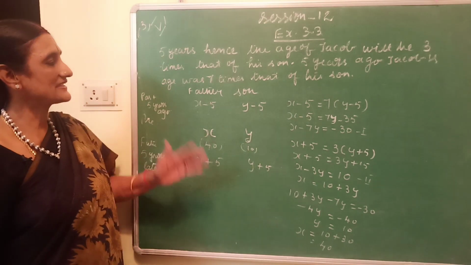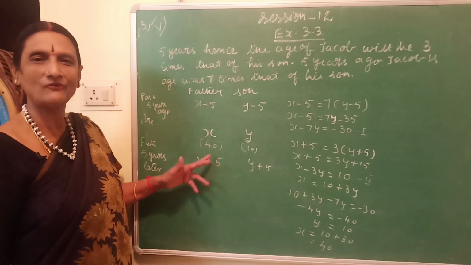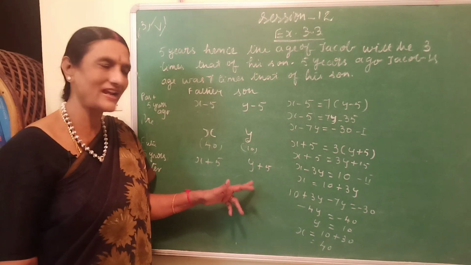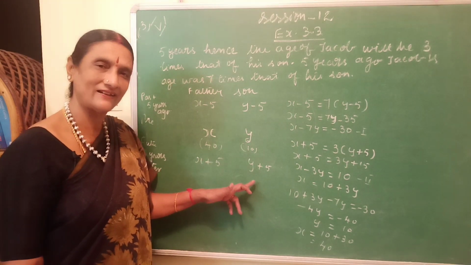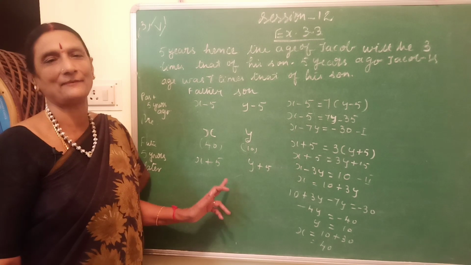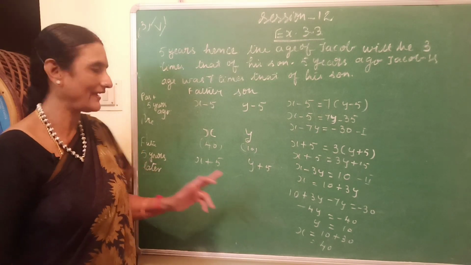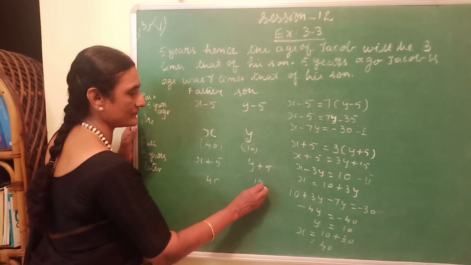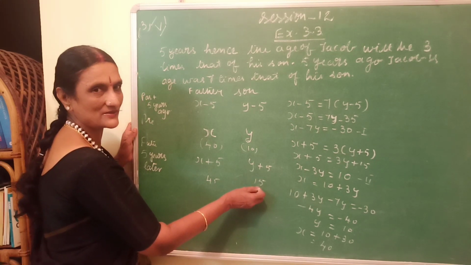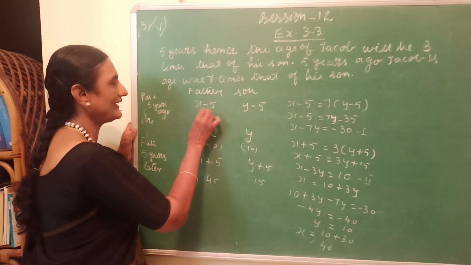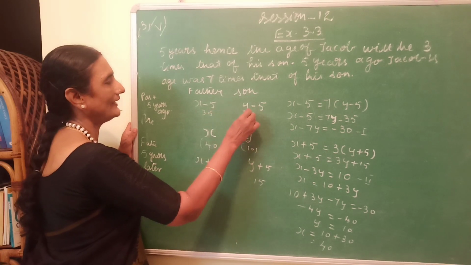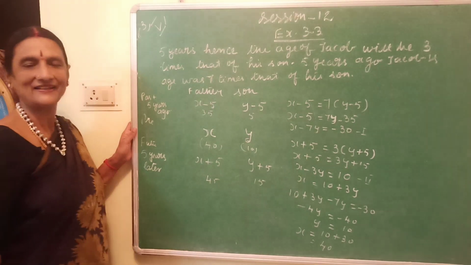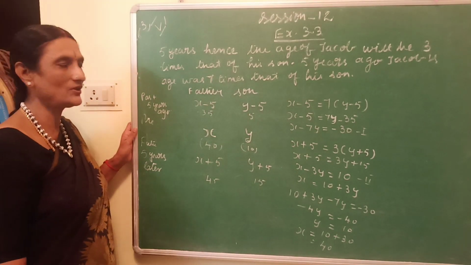5 years later, what is going to be the father's age? 45. What is going to be the son's age? It is 10 plus 5, 15. So the father is 3 times, 15 and 45. So this becomes 45. This becomes 15. So it is 3 times 15 is 45. And here it is 35. And this is here 5. 7 times. So our answer is right. That is how you must check.